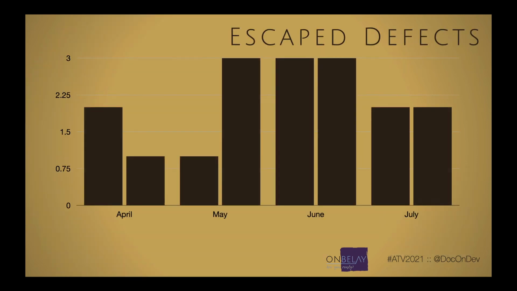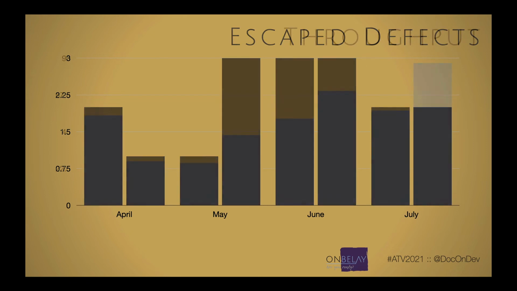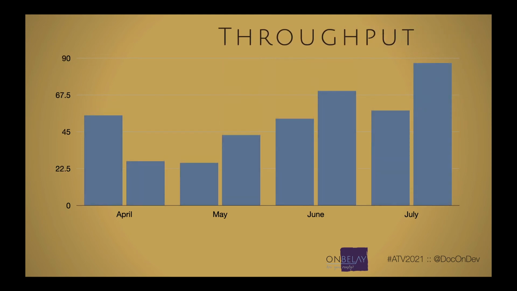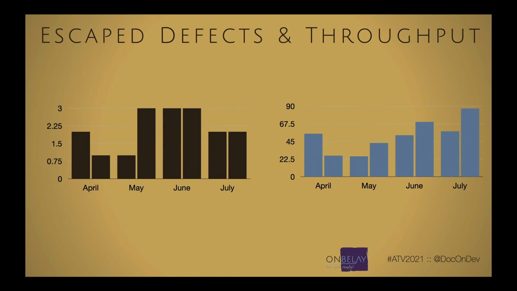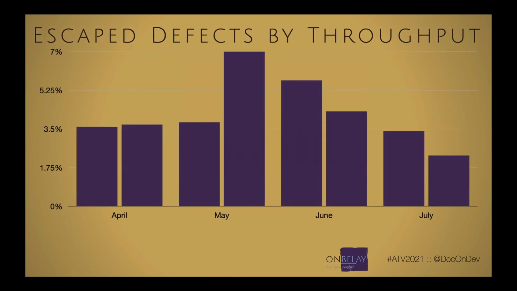Now, this is a little bit misleading because the escaped defects really need to be looked at in relation to our throughput, or our velocity, if you will. So what we do is we take escaped defects and throughput, and we actually average those together, and we get a graph that shows us the ratio of defects to throughput on an iteration by iteration basis. And we now have a sense of, is our overall quality increasing or decreasing relative to our rate of delivery? Great. All right. What else contributes to variable velocity?